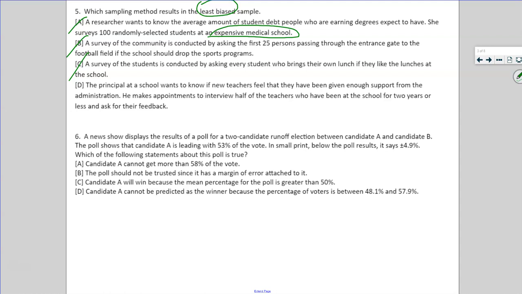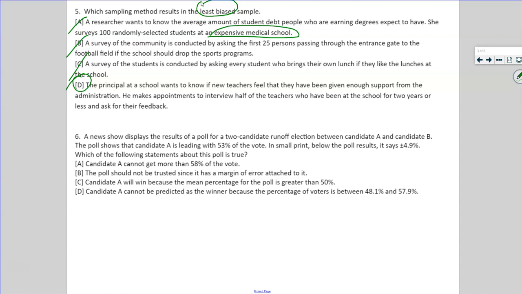And D, the principal at a school wants to know if the new teachers feel that they have been given enough support from the administration. He makes an appointment to interview half of the teachers who have been at the school for 2 years or less and asks for their feedback. So I believe that it would be the least biased. It is still a little bit biased, but it will be the most accurate data that you would get out of your choices. Okay. All right, question 6.